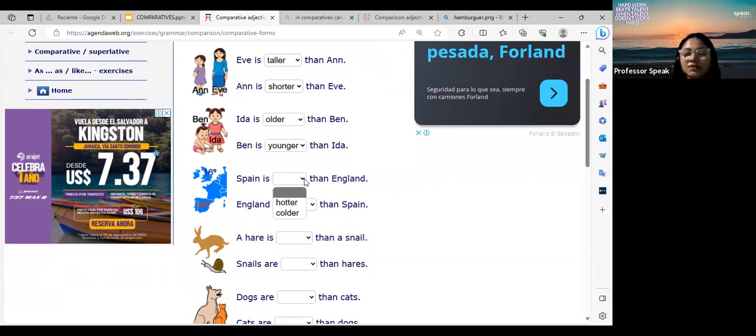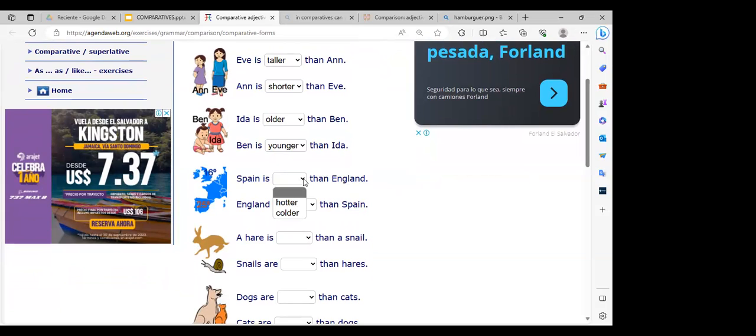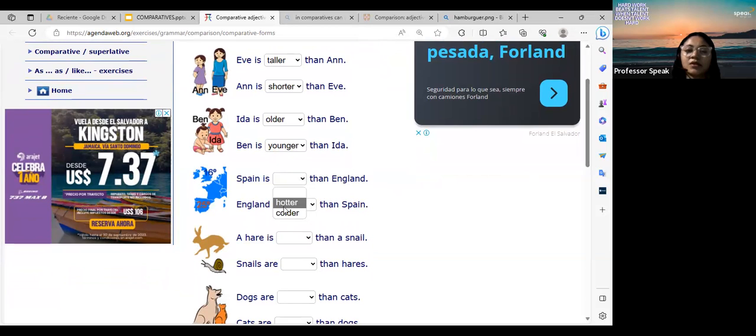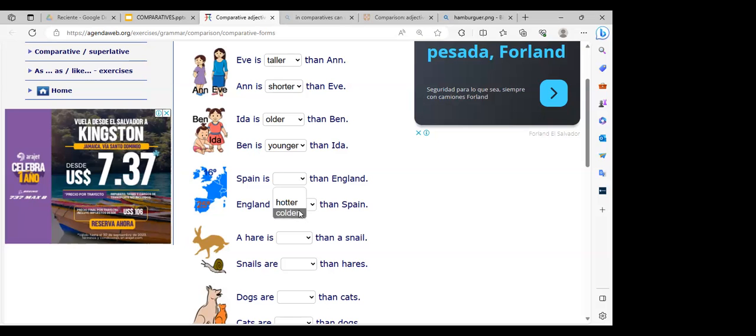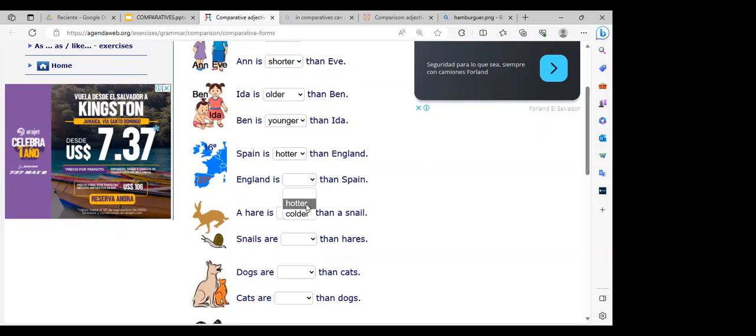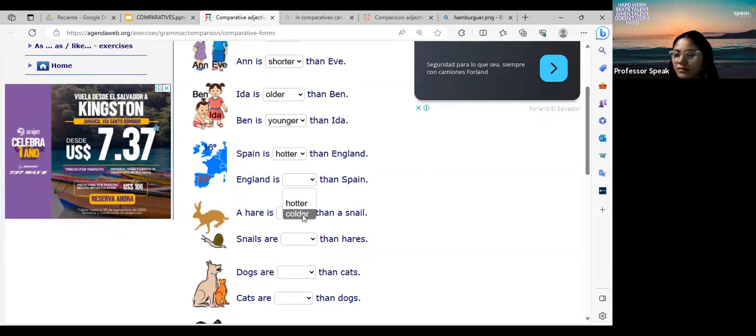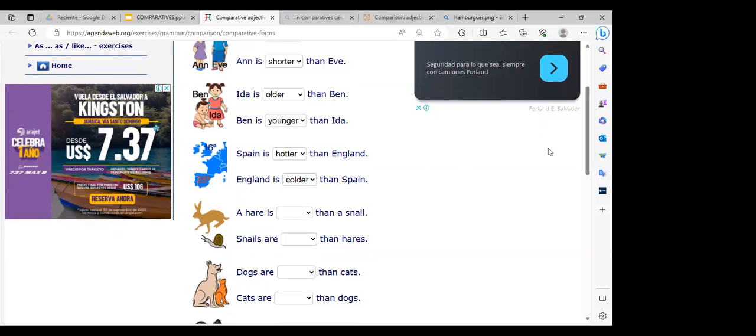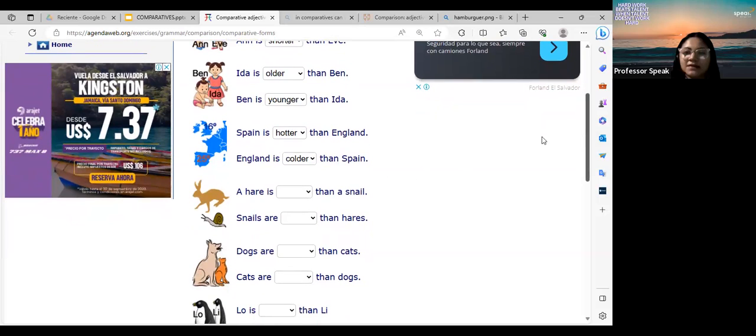The options are hot and cold. Hot and cold. Oh, you can see it. Okay, go ahead, Alexander. Cold. But in the comparative, colder or hotter? Okay, hotter. What about England? England is colder. Okay, colder, very good. Colder than Spain. Then Spain, thank you.